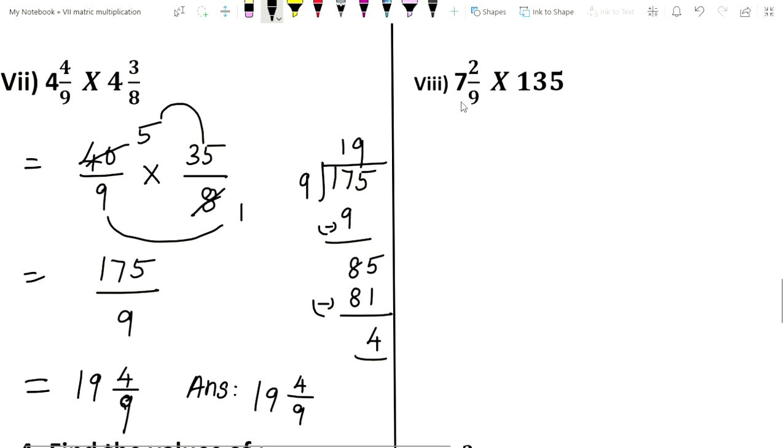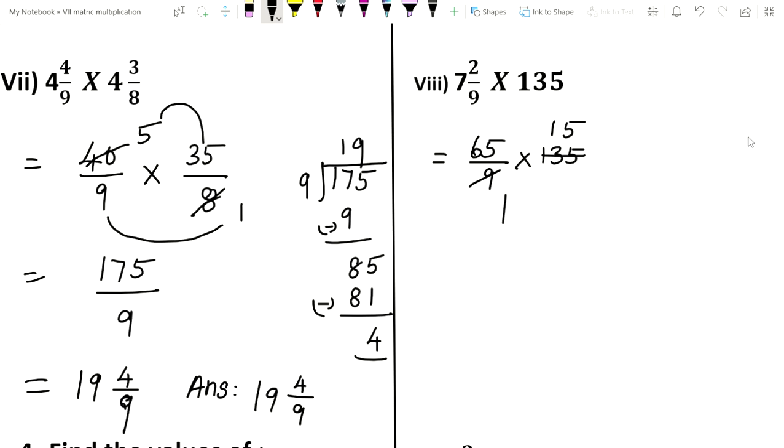See here, 7 2/9 into 135. Now you convert into an improper fraction. 7 nines are 63, 63 plus 2, you get 65. 65 by 9 into 135. So 65 by 9 we can't divide, but 9 and 135, these two numbers we can divide. 9 ones are 9, 13 minus 9 we get 4, here 5 is at 45, 9 fives are 45.